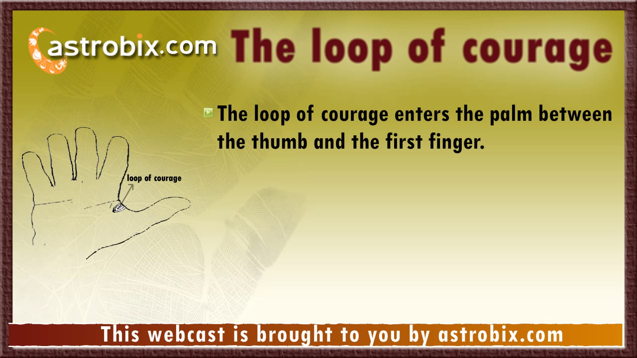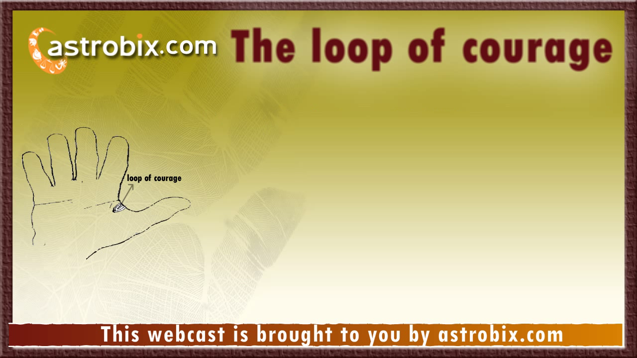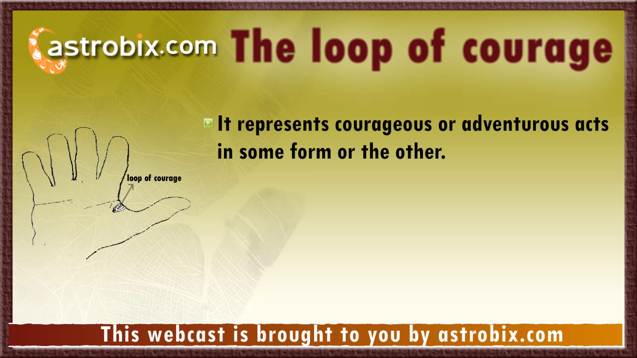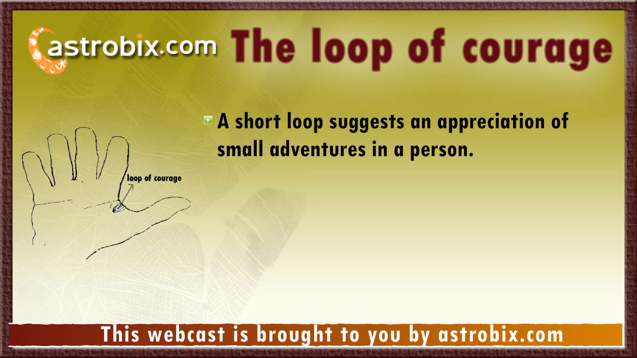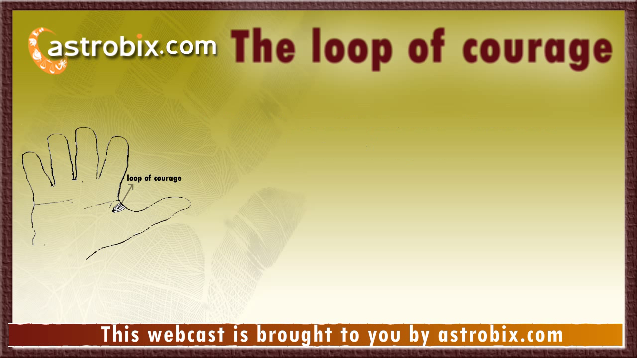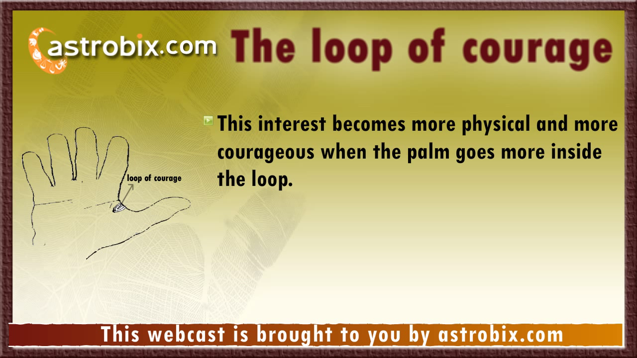The loop of courage is a small and indistinguishable loop which enters the palm between the thumb and the first finger on the mount of Mars. It represents courageous or adventurous acts in some form or the other. A short loop suggests involvement of the native in an occasional outing into the local countryside or in an outdoor exercise like hiking, hill climbing, etc. The interest becomes more physical and more courageous when the loop goes further inside the palm.